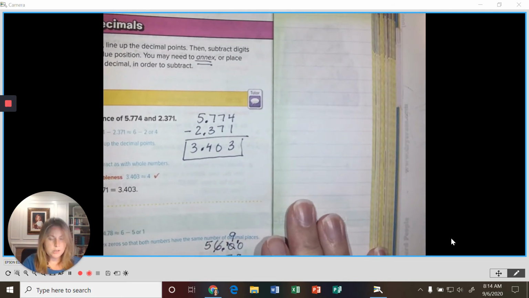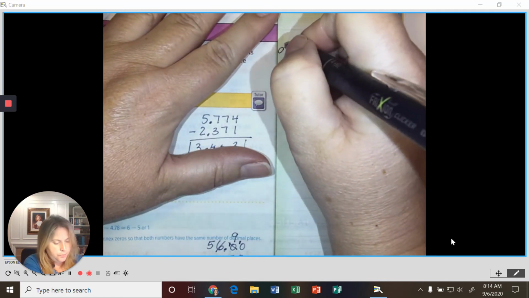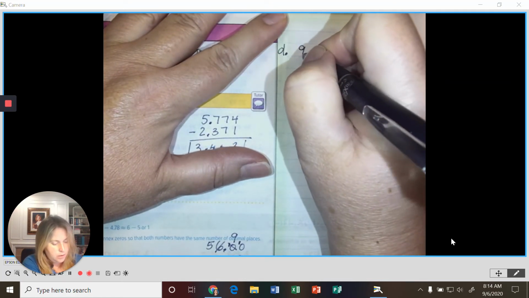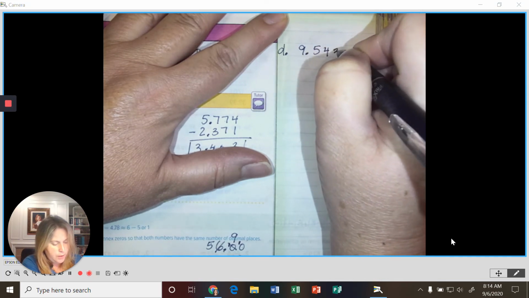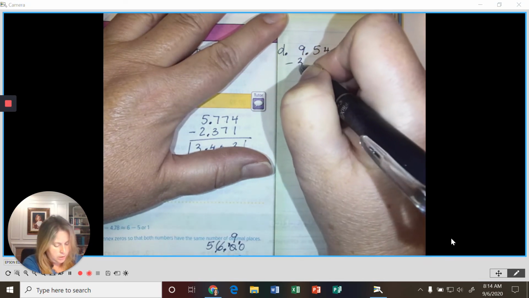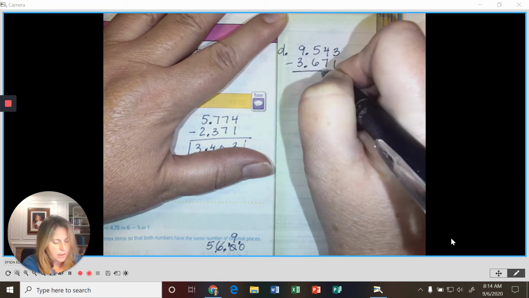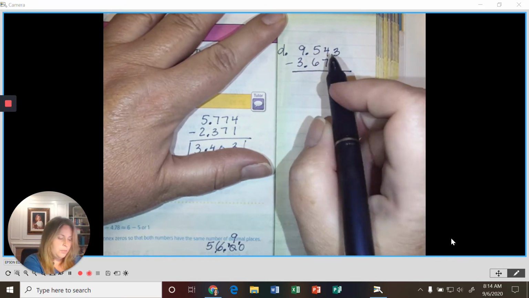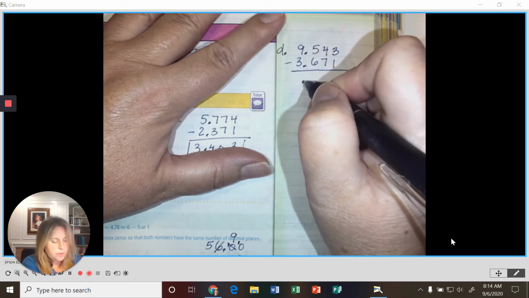So I'm not going to try to squish it in at the bottom there. So I'm just copying this problem down. D was 9.543 minus 3.67, and I'm not squishing these numbers together because I want to make sure that I have room. Some numbers are thinner than the others. So line up our decimals.